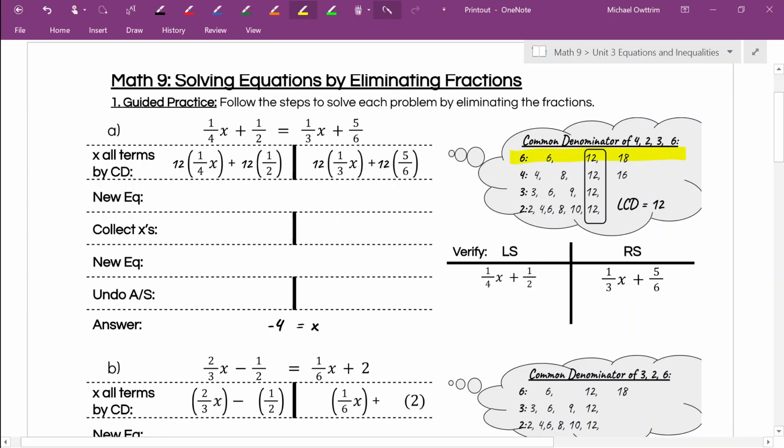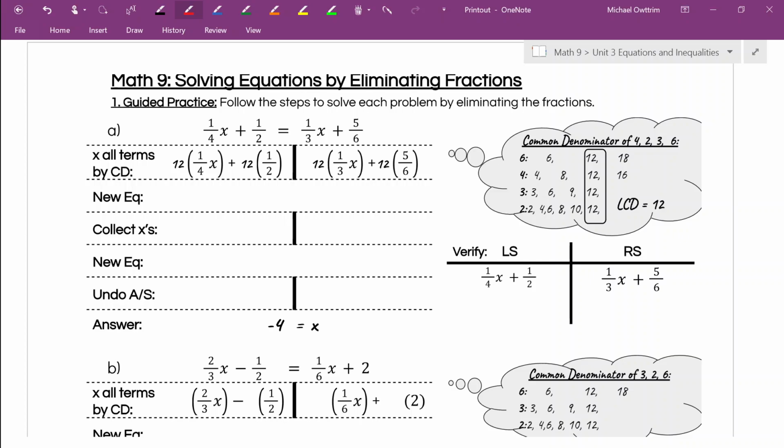So we know our multiples of 6 are 6 times 1 is 6, 6 times 2 is 12, 6 times 3 is 18. Our multiples of 4 are 4, 8, 12, and 16. Multiples of 3 are 3, 6, 9, 12. And of course, 2 is 2, 4, 6, 8, 10, 12. Since all of those numbers can be made into 12, 12 is our lowest common denominator. It's the first one that's in common for all of those lists.